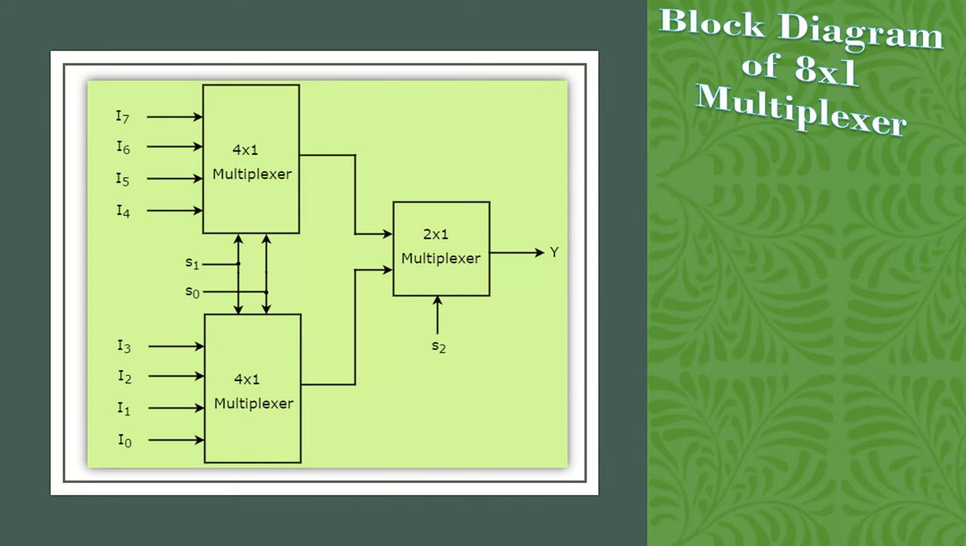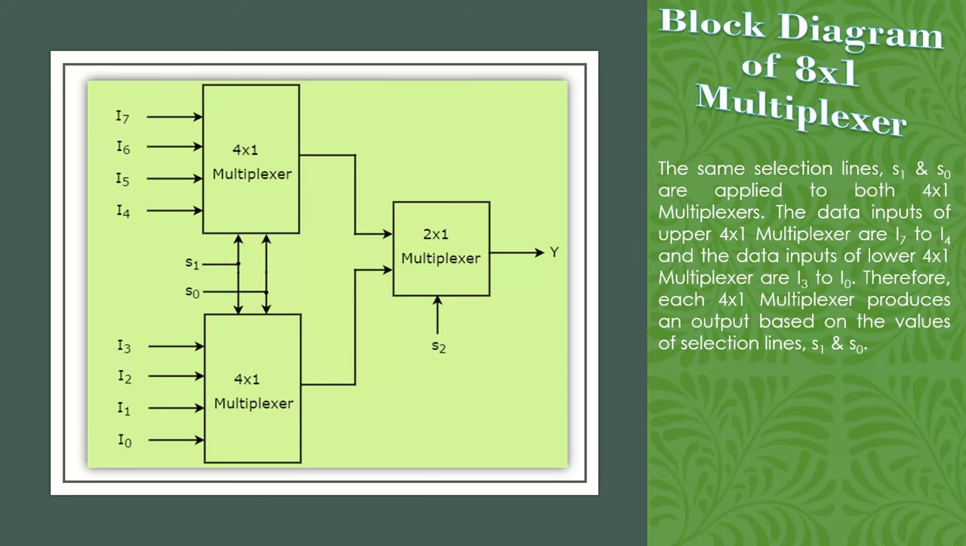So you see that over here the same selection lines S1 and S0 are applied to both 4 into 1 multiplexers. Yes, see in the center you will find S1 and S0 is there, so it is applied to both. And what is happening over here is that the data inputs of the upper 4 into 1 multiplexer are I7 to I4, and the data inputs of the lower 4 into 1 multiplexer are I3 to I0.